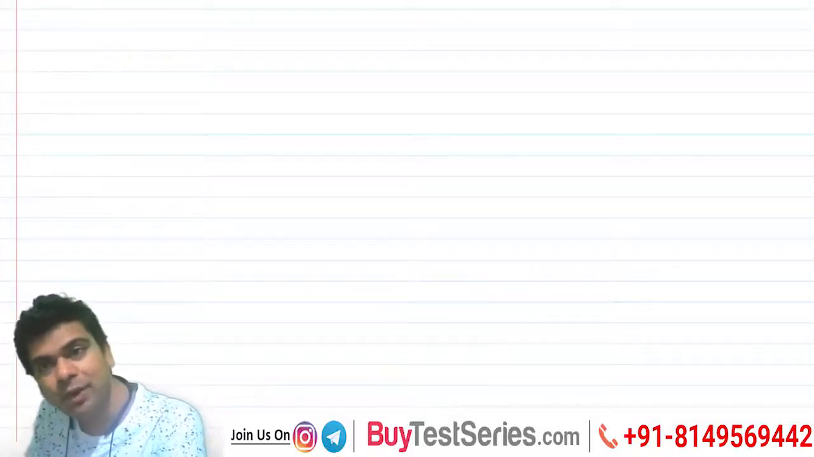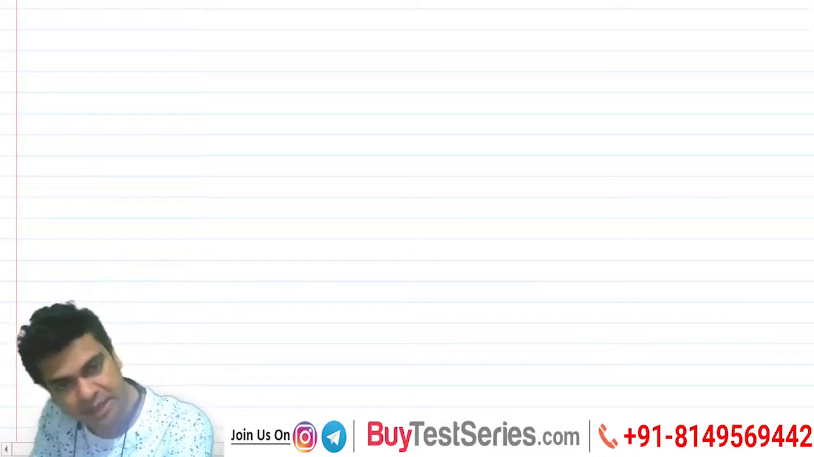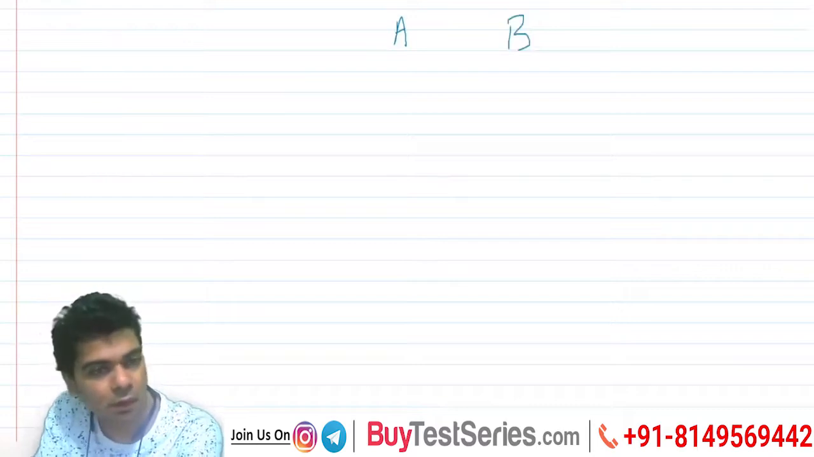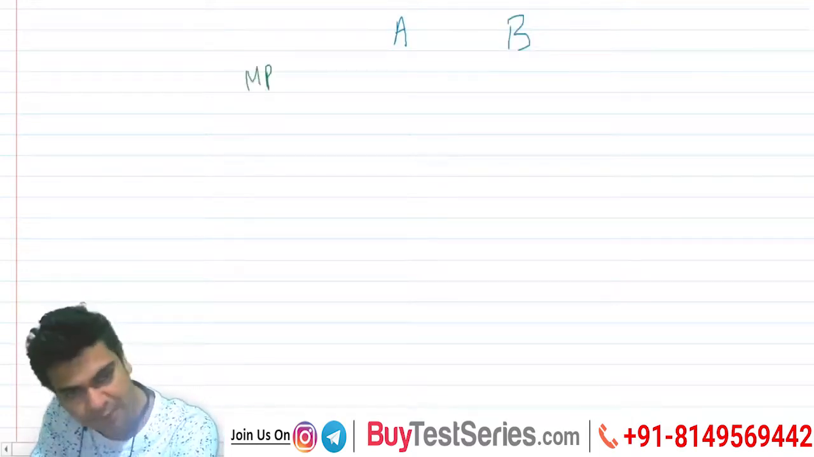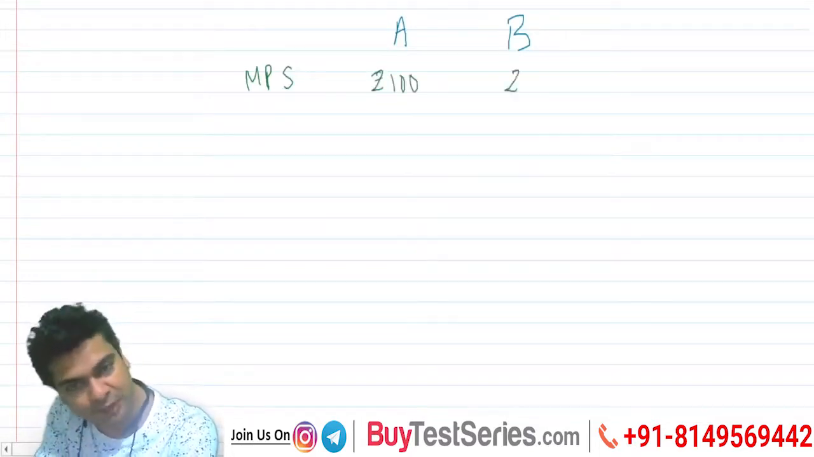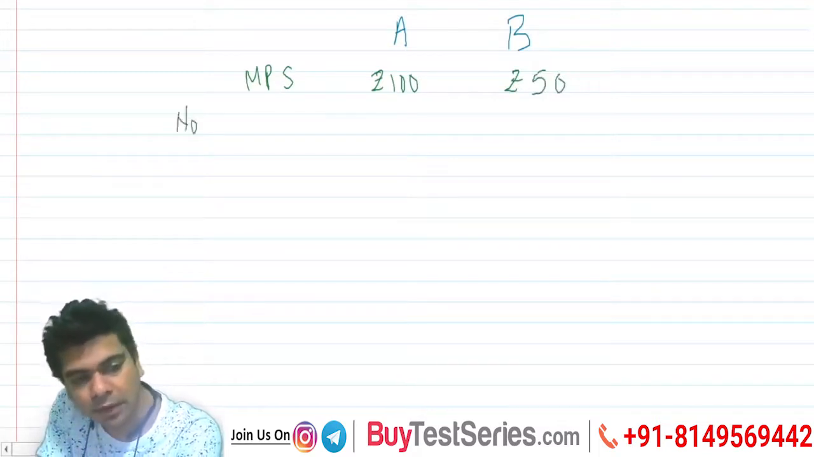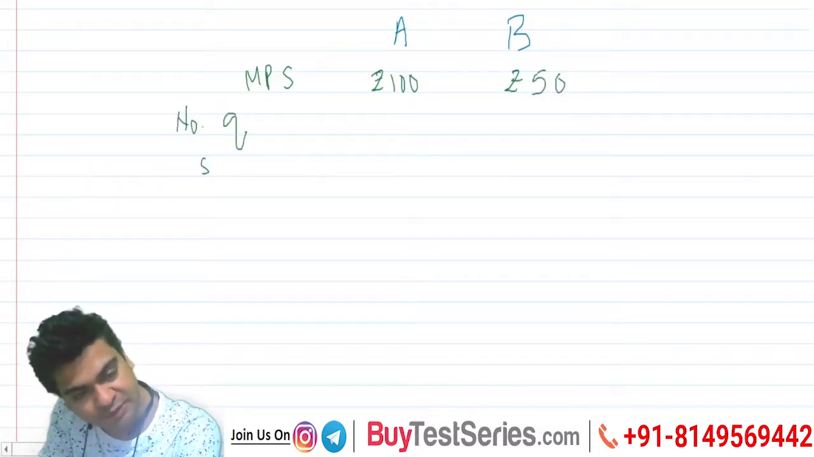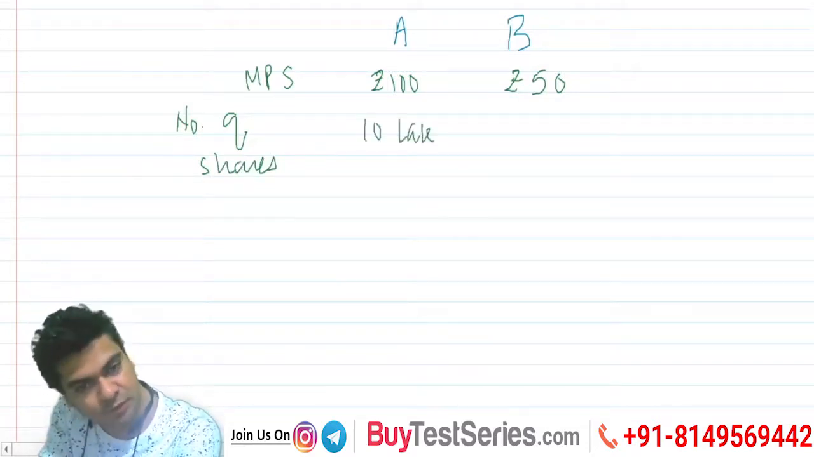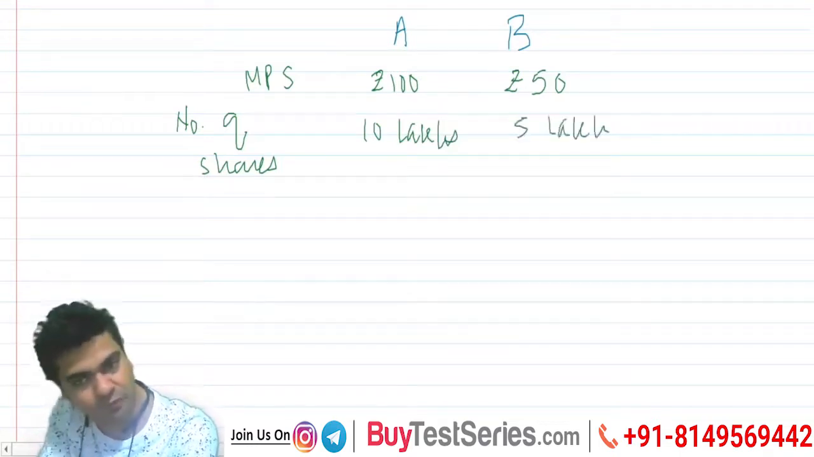Let us say there are two companies, A and B. Some details are available, let's say, for the two companies. Let's say the market price per share for company A is 100 and the market price for company B, let's say, is 50 rupees. If you look at the number of shares, let us say company A has 10 lakh shares and company B is having, let's say, 5 lakh shares.